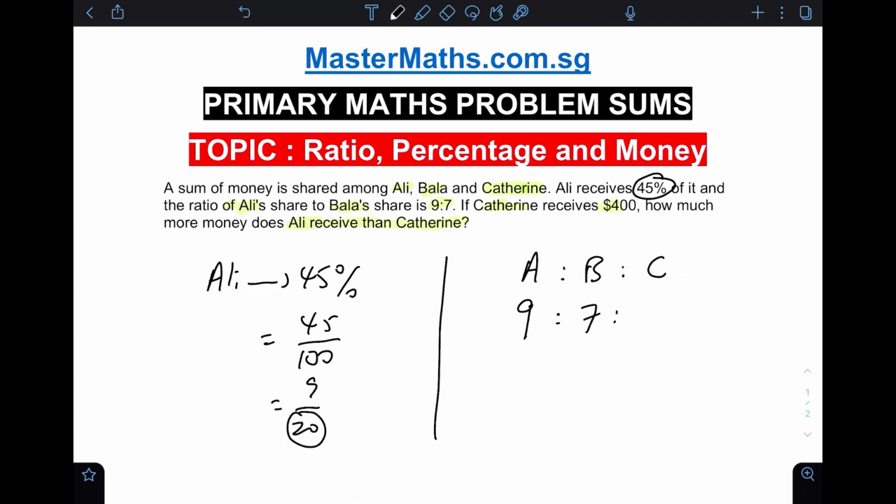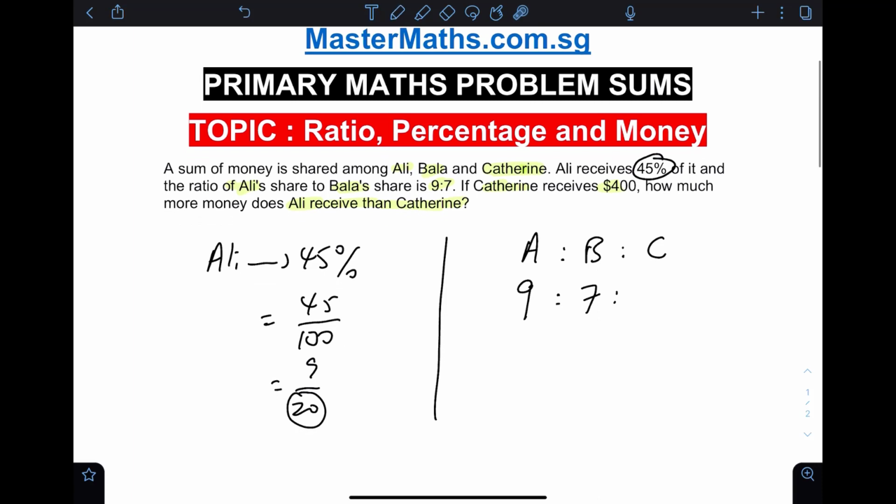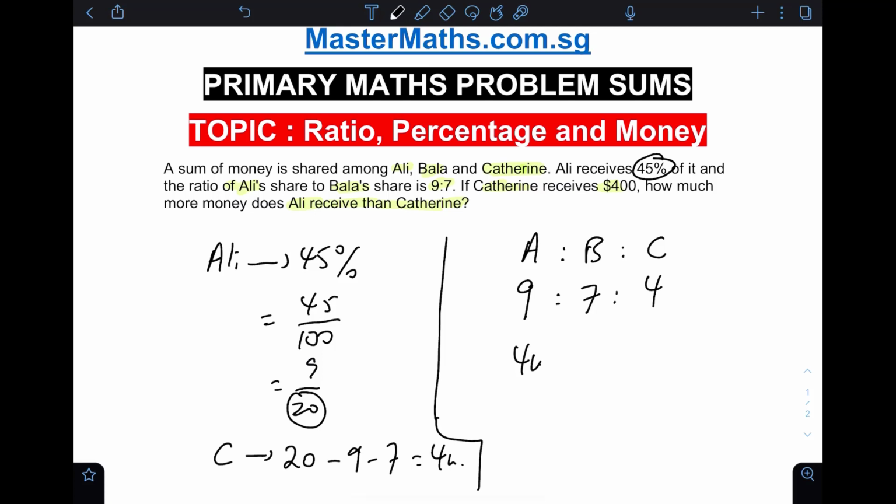Now the total is 20 units here, right? 9 out of 20, which means total unit shared is 20, which means Catherine will have 20 minus 9 minus 7. Let's see how many units does she have. 20 minus 9 minus 7, there will be 4 units. So over here we put 4. Alright, so that 4 units of Catherine is $400. That's what they said. You can find 1 unit.